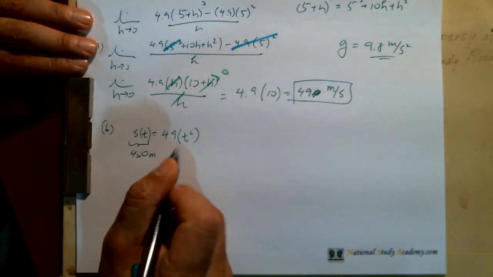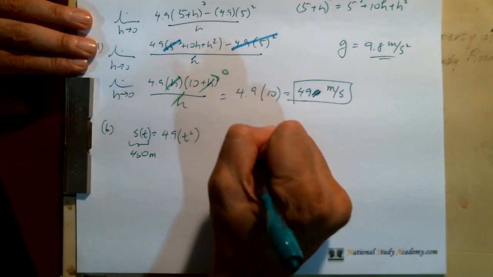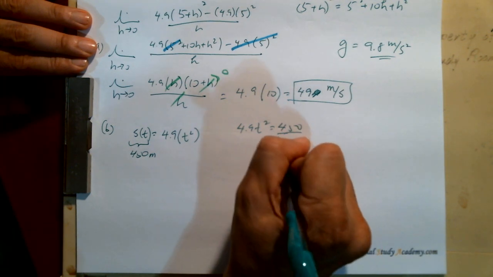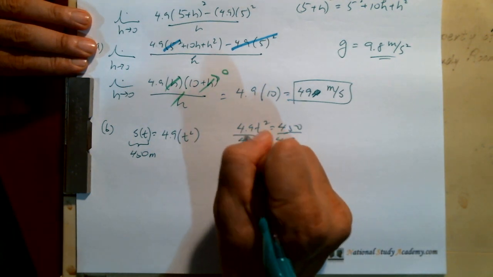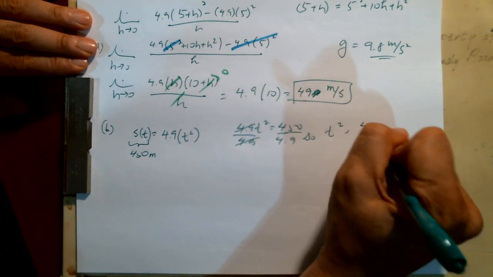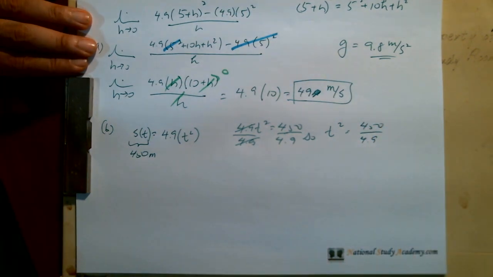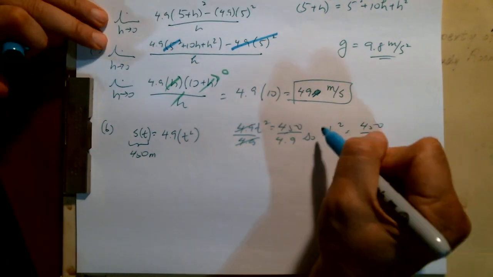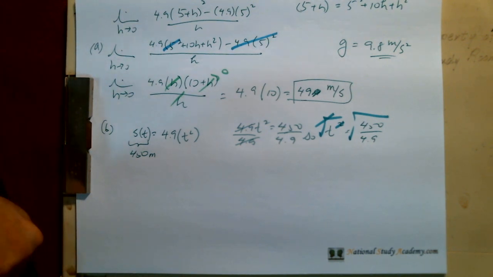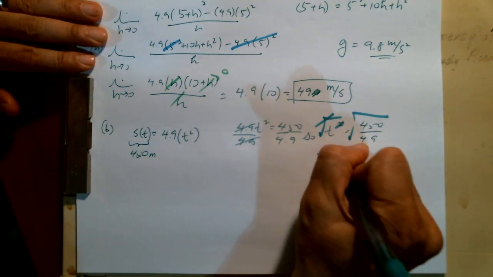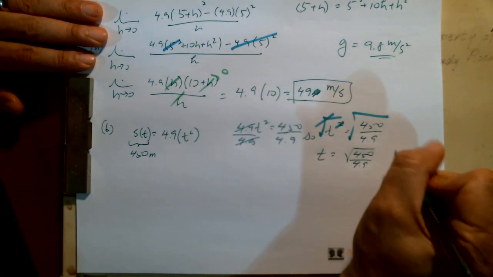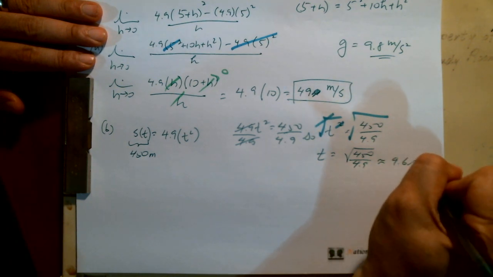It's equal to 4.9 t squared. So I'm going to divide both sides by 4.9. Cancel out the 4.9. So t squared is equal to 450 all over 4.9. How to get rid of the squared? I'm going to square root both sides. And canceling out the square and the square root, I end up with just t, the square root of 450 all over 4.9, which happens to be approximately 9.6 seconds.